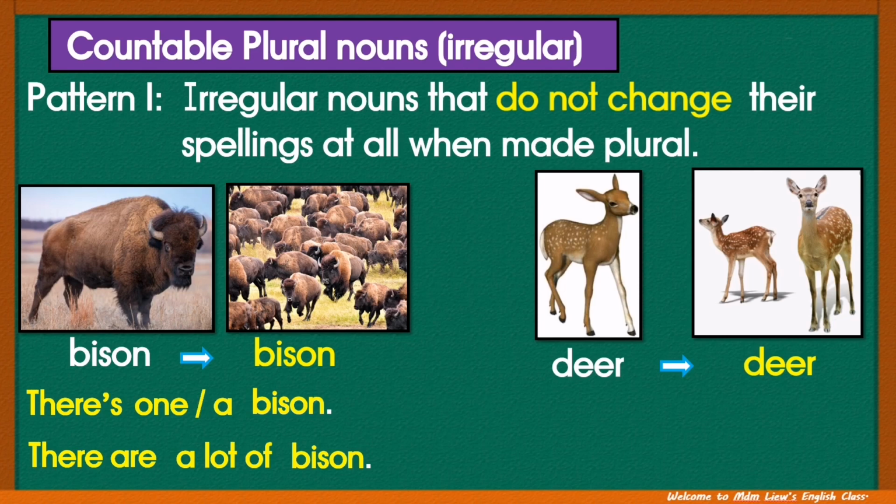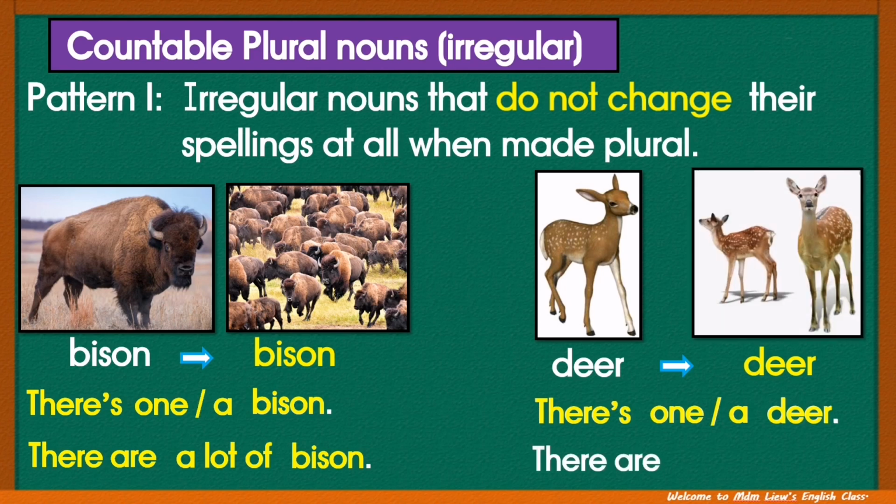To write the sentence in singular form, start with there's, followed by the quantity for singular, one or a, then the noun deer. There's one or a deer. To write the sentence in plural form, start with there are, followed by the quantity two, then the plural noun deer. There are two deer.